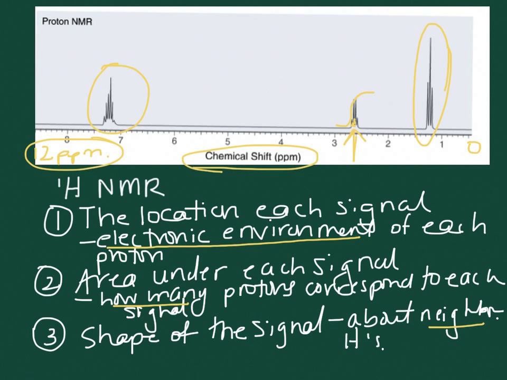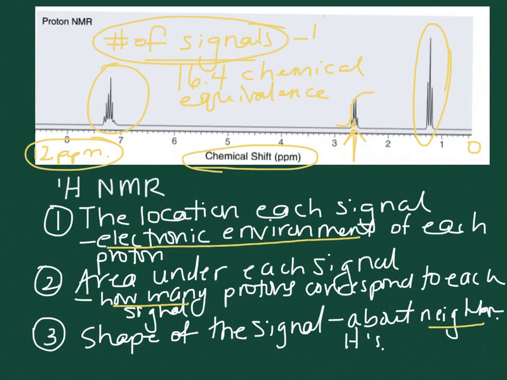In addition, we need to look at the number of signals. Okay, and this will be addressed in 16.4 because this looks at chemical equivalence. If you remember from carbon NMR, the number of signals tells you the number of chemically unique hydrogens that we have.